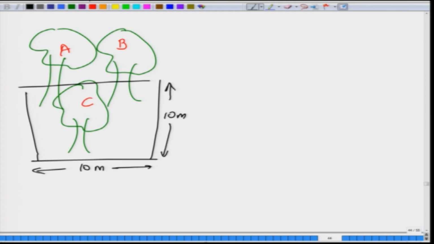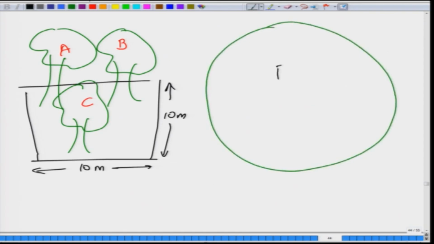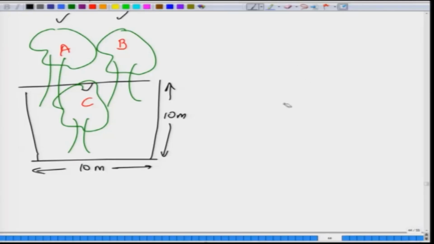So, essentially what we are saying is that you have a big stand, and in this stand you took a sample plot which is 10 meters by 10 meters, and in this sample plot you have these 3 trees. So, using the data of this sample plot, you want to figure out what is the stand basal area per unit hectare of your forest or of your stand. So, how do we do it? We are given that the diameters are 25 centimeter, 30 centimeter and 35 centimeter.